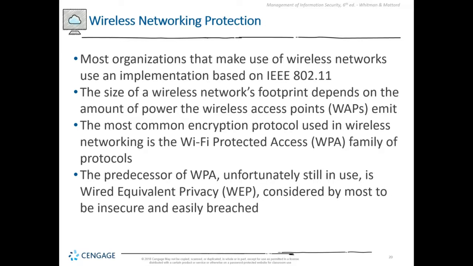So when organizations make use of wireless networks, most of these are going to be based off the IEEE 802.11. Now, the size of a wireless network's footprint is going to depend on the amount of power of the wireless access points. So we do have some encryption protocols that are used in wireless networks. Most common is the WPA family of protocols. Unfortunately, the predecessor for this, the WEP, is still in use, but it is considered to be the most insecure and easily breached.